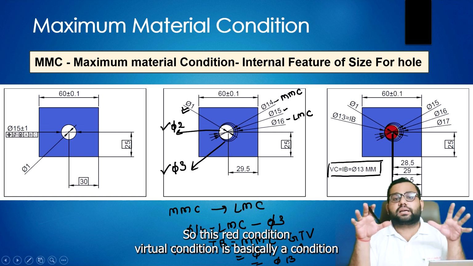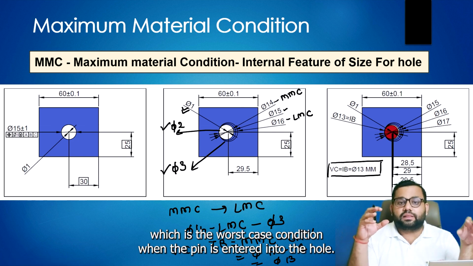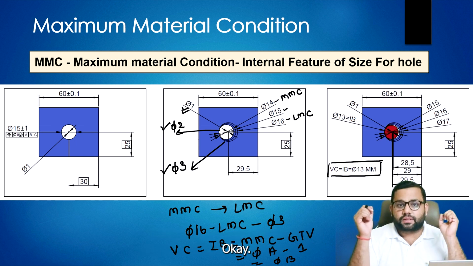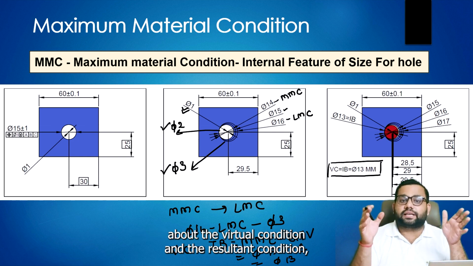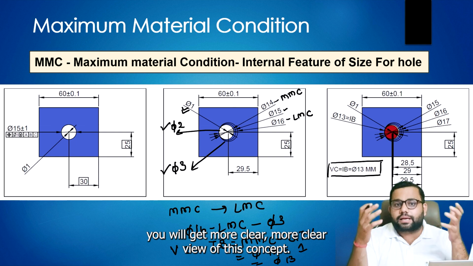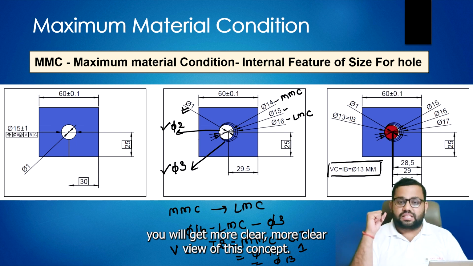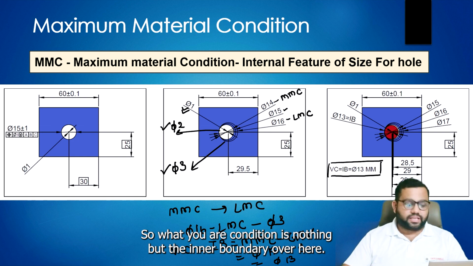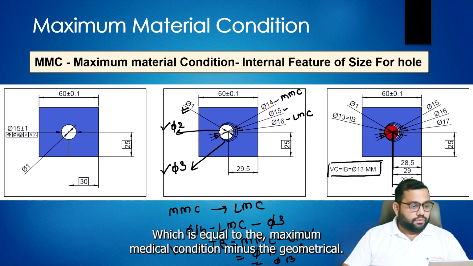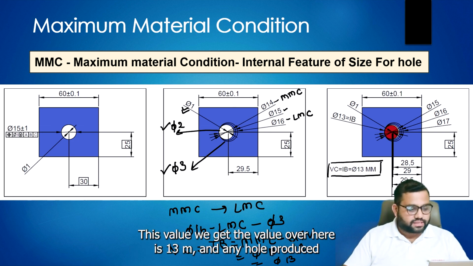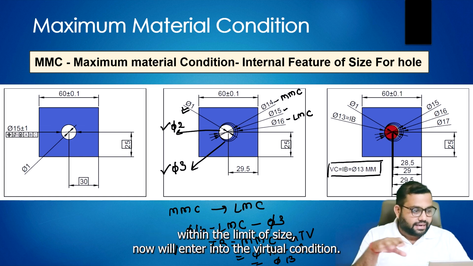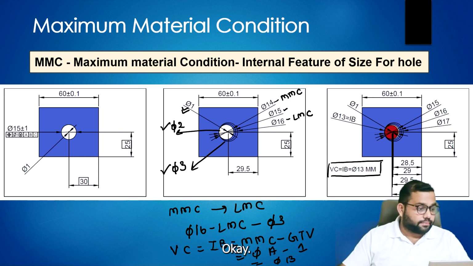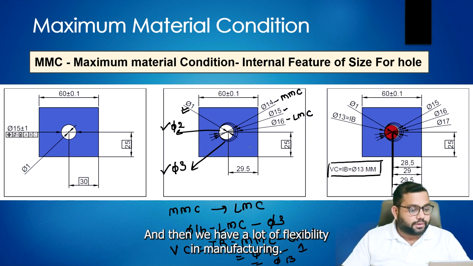Virtual condition is basically the worst case condition when the pin is entered into the hole. I have already discussed this, and when we learn about the virtual condition and the resultant condition, you will get a clearer view of this concept. Virtual condition is nothing but the inner boundary, which equals the maximum material condition minus the geometric tolerance value. We get 13 mm here, and any hole produced within the limit of size will enter into the virtual condition.